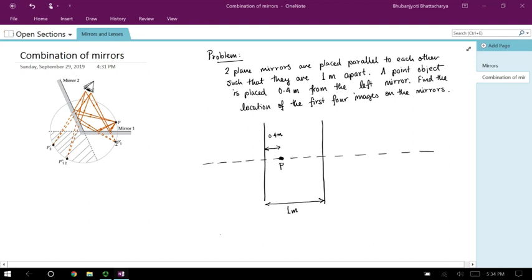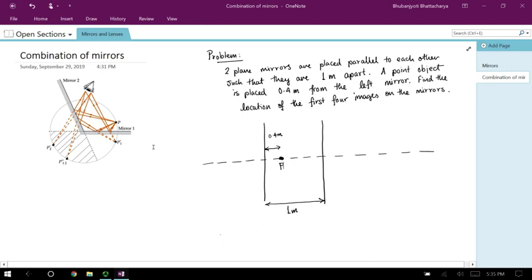And each of these images are going to obey the rules of reflection. So particularly when an image is formed by a plane mirror, the image distance and object distance are exactly equal to each other. So in this case, this distance, the perpendicular distance from the mirror to the point P, will be equal to the perpendicular distance from mirror 1 to point P1 prime. And similarly, the perpendicular distance from P to mirror 2 will be equal to the perpendicular distance from mirror 2 to P2 prime.